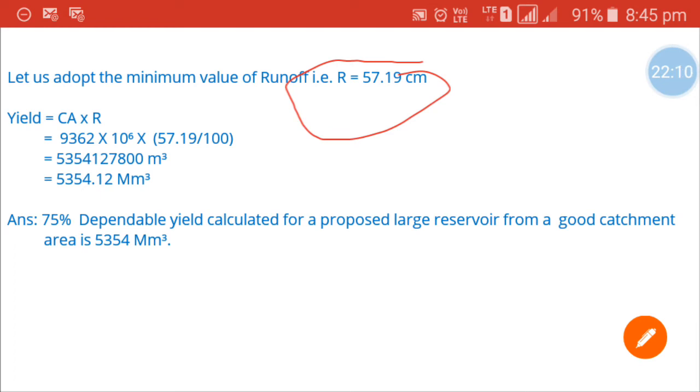So let us put it in the formula: yield is equal to catchment area into runoff. The catchment area we have already seen in the given problem, 9362 square kilometer, that is to be converted into square meter, and for that you have to multiply it by 10 to the power 6, multiplied by the runoff value. It is in centimeter, so convert it into meter, that is 57.19 divided by 100, and when we complete this calculation we will get the result.